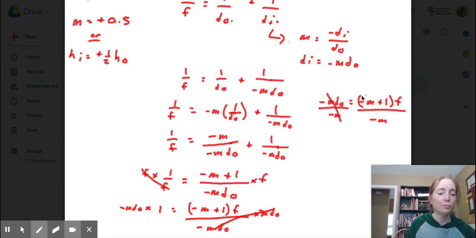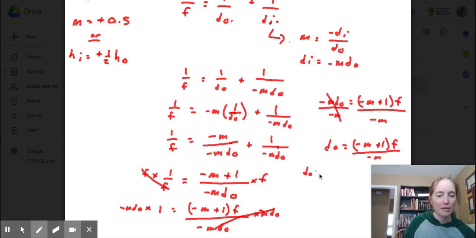Now, you cannot cancel that out. They're being added. So don't cancel out negative m. So, ladies and gentlemen, do is going to equal negative m plus 1 times f divided by negative m.